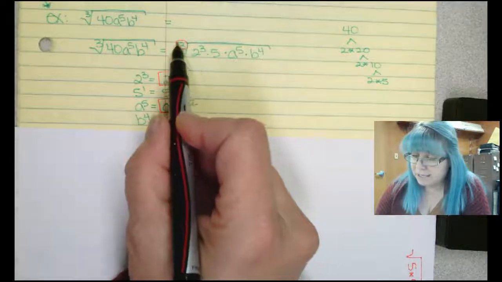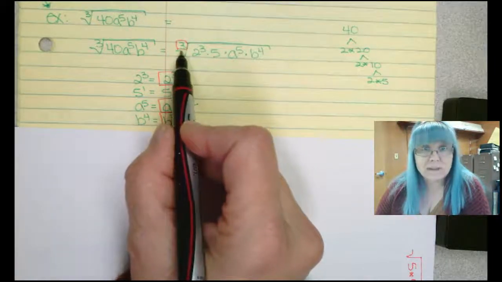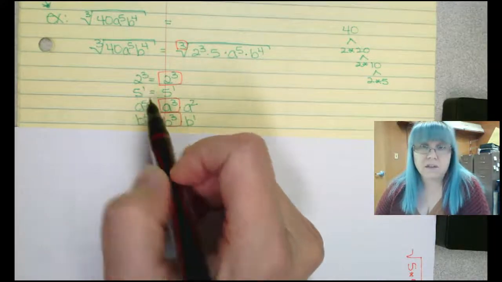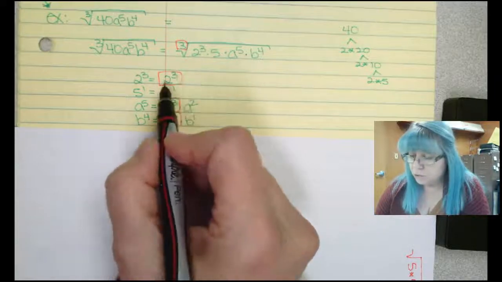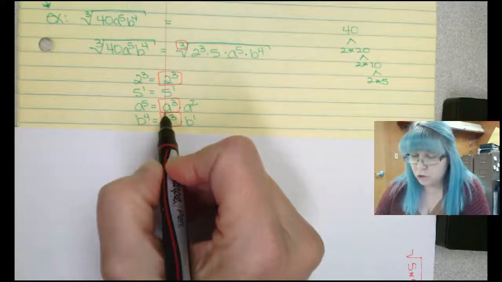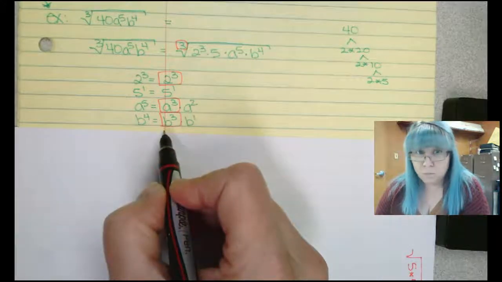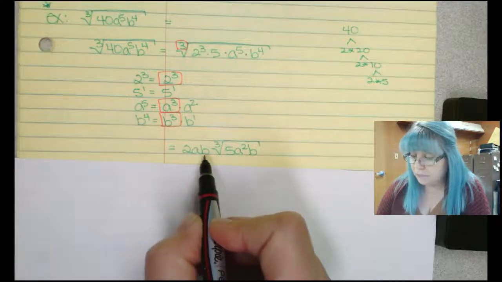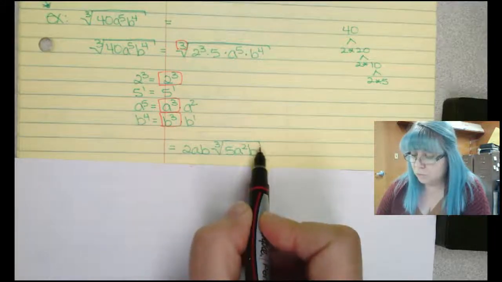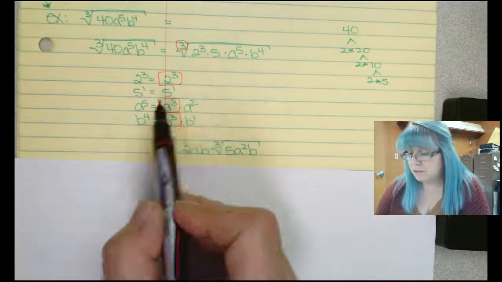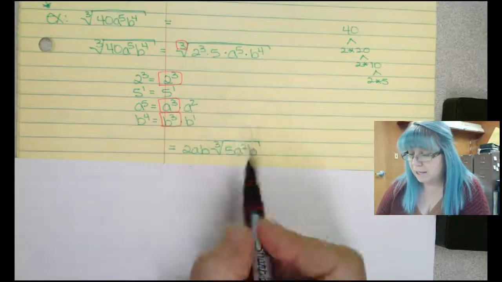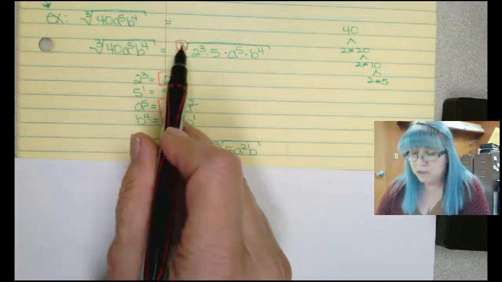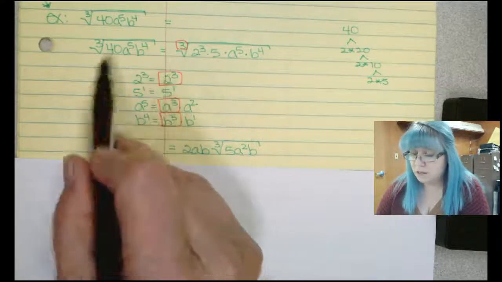Now, why was this helpful? For every power that matches the index, that will be outside of the radical symbol. So 2 cubed will pop out as a 2, a cubed will pop out as an a, and b cubed will pop out as a b. Therefore, I can write it as 2ab times the cube root of anything that didn't come out: the 5, a squared, and b. That all remains inside. As long as I can match up the power with the index, that is going to be popping out.